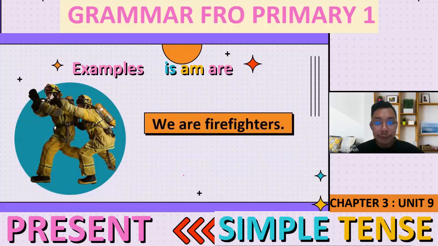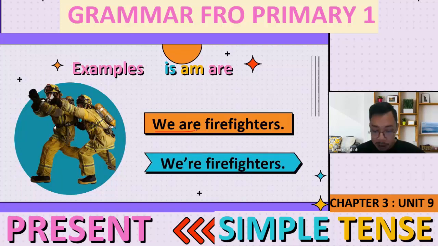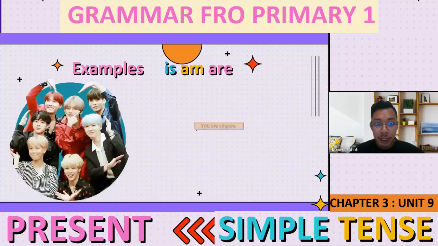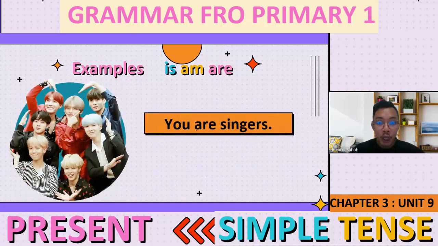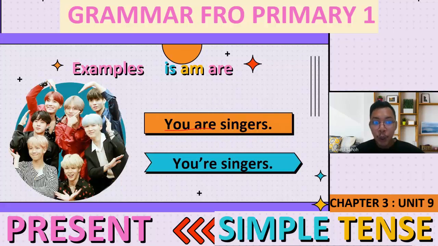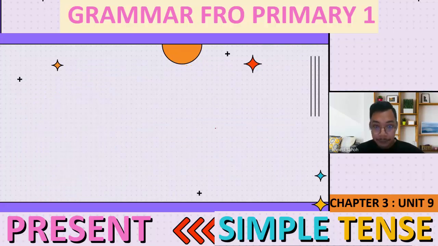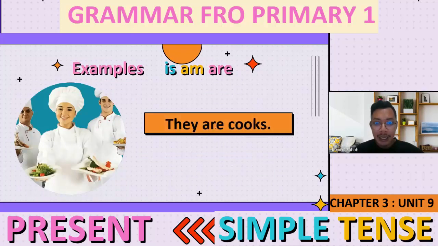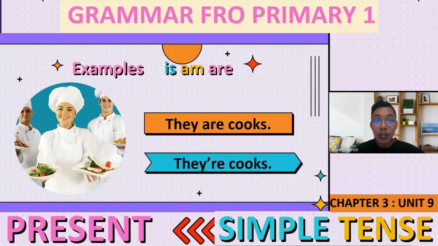Next, they are firefighters. Sorry, we are firefighters กลายเป็น we're firefighters. We are becomes we're. And last one here, you are singers กลายเป็น you're singers. Next, they are cooks becomes they're cooks.